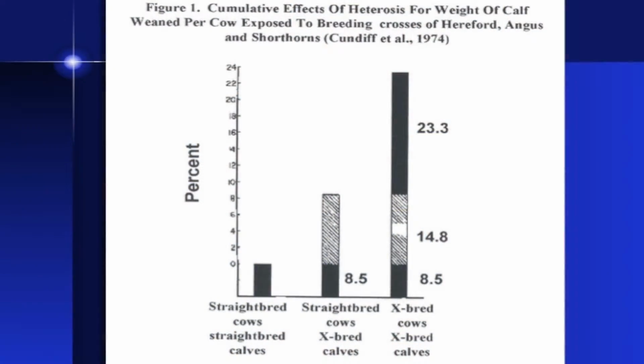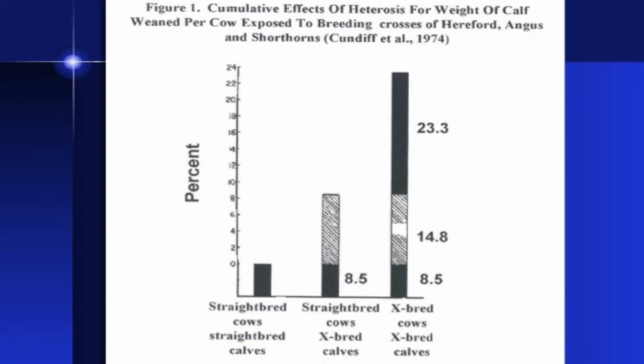All right, so as we move into this next slide, as you can see, this was a study done at the Meat Animal Research Center in 1974, and they looked at, again, the effect of heterosis for weight of calf weaned per cow exposed, similar to what we saw a while ago, but they utilized Hereford, Angus, and Shorthorns in these crosses. And as you can see, those are all British breeds of cattle, Bos taurus breeds of cattle. If you looked at the percent increase for a straight bred cow and crossbred calves, there was about 8.5%, or about half of the 17% we saw in the Brahman Bos taurus breeds earlier.